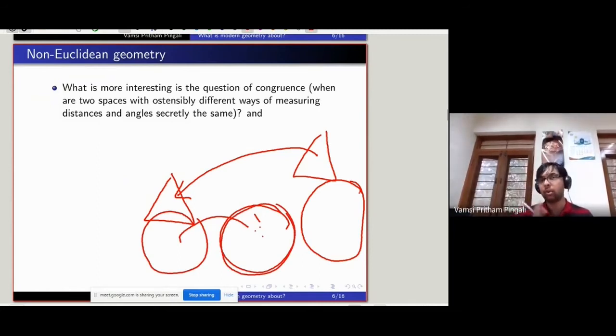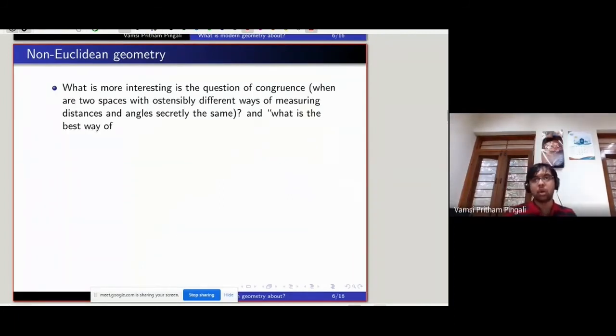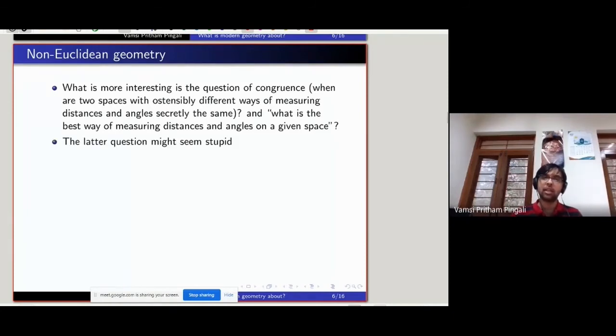Akin to that, if I have two different spaces, two different shapes, you can ask when you can superimpose one on top of the other. Okay? So when are they congruent? Another question is, what is the best way of measuring distances and angles on a given space? Now, what does this even mean? This sounds like a very random question, right? The latter question might seem very stupid and very random until I tell you the following remarkable fact.